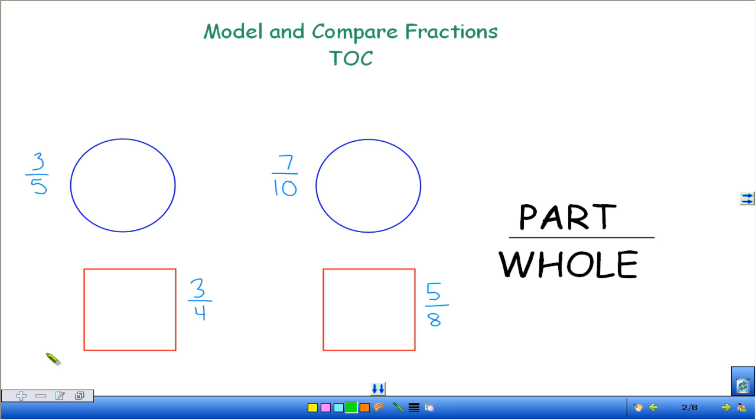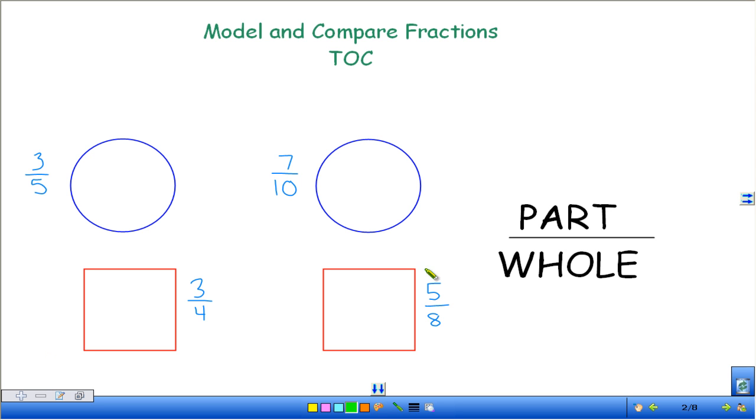Alright, as soon as you make your table of contents, go ahead and flip to your notes page. Draw 2 circles. We'll do that one first. And then go ahead and write the fractions that I have next to those circles. So 3 over 5, 3/5, and 7 over 10, 7/10. We're going to model those in the circles, and then we're going to figure out which one is bigger by looking at what we shaded in.